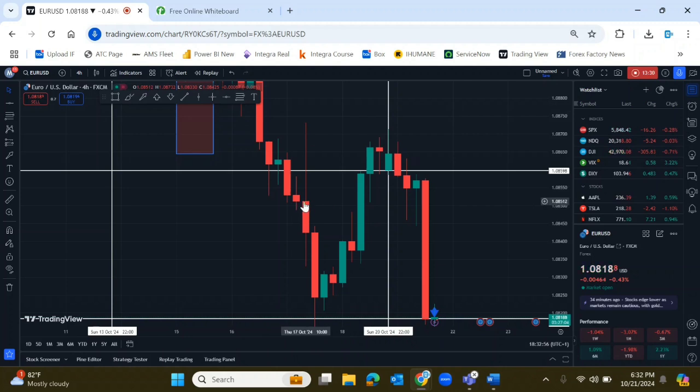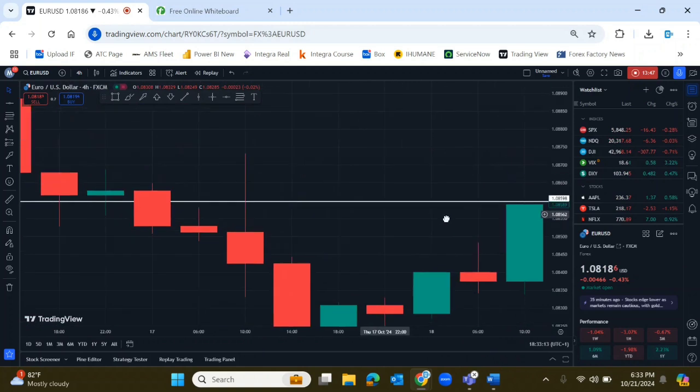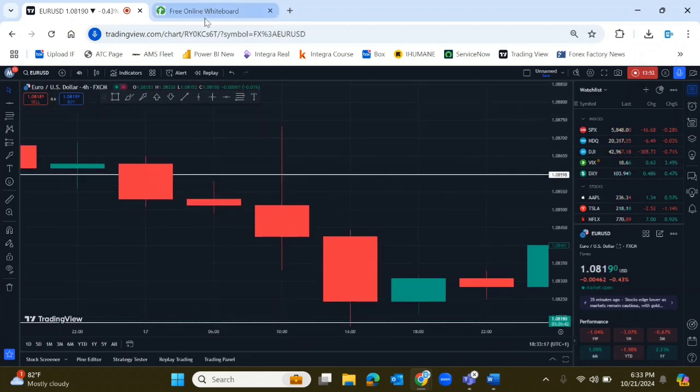It opened at this point, and then it went up high, and then it came down to this lowest point and closed around this point. Now this candle that you are seeing, this very candle, let me increase it so that you will see it, and then we will have an understanding of what I'm trying to explain. Now this is what happened to this candle.